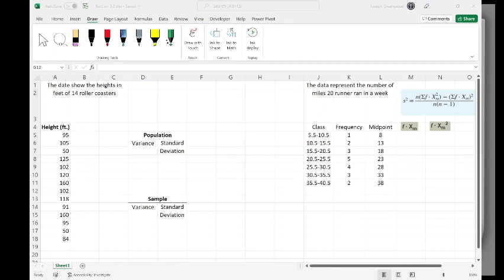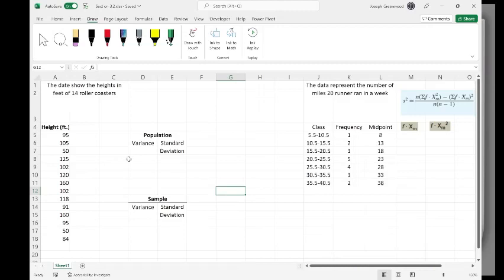Okay, so what do we have here? I've got an example over here. The data show the heights in feet of 14 roller coasters. This is an example we took a look at in 3.1. We found the average height, and we found the median and the mode, and we used that example to find those using Excel. But now we want to find variance.